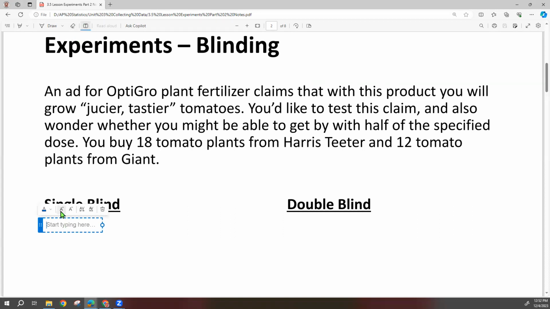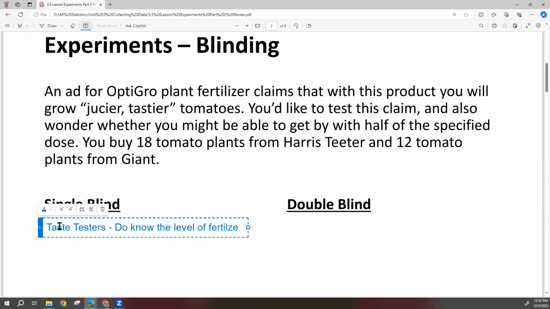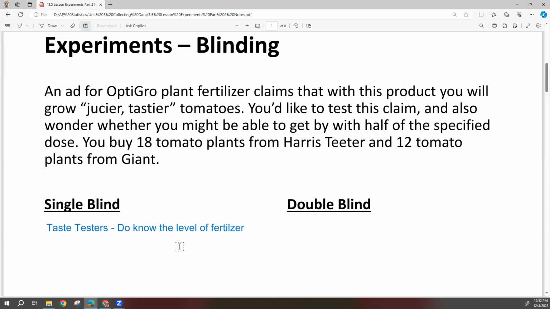But in this case, those people who are tasting, so our taste testers, if they don't know what level of fertilizer the plant's got, then they can taste the tomatoes, tell us about their juiciness, tell us about their tastiness, whatever scale that is that they are going to be judging those on. And they won't have any bias based on knowing that the plant's got the OptiGrow, or they got half the OptiGrow, or they got none.